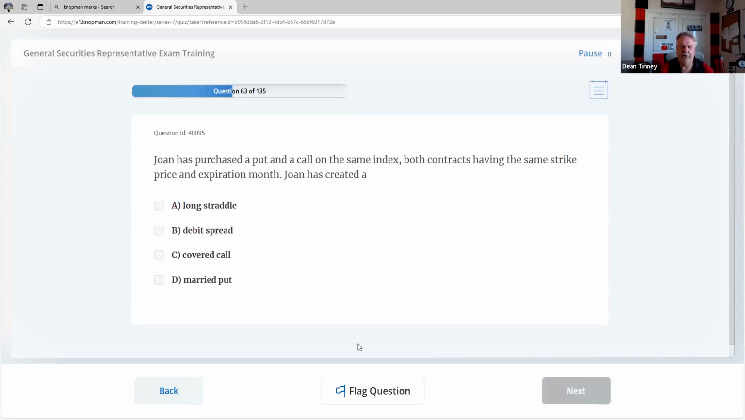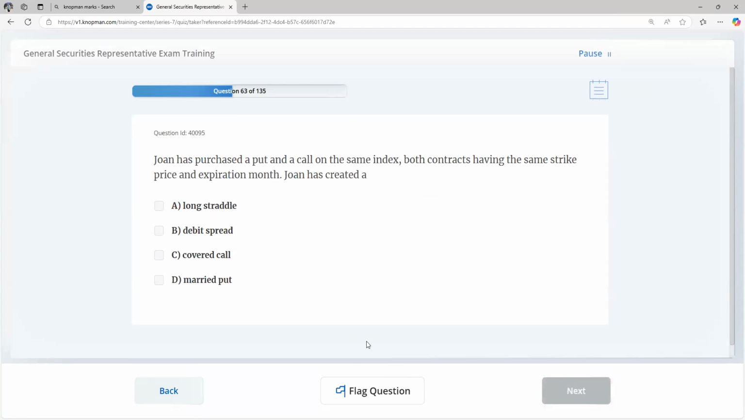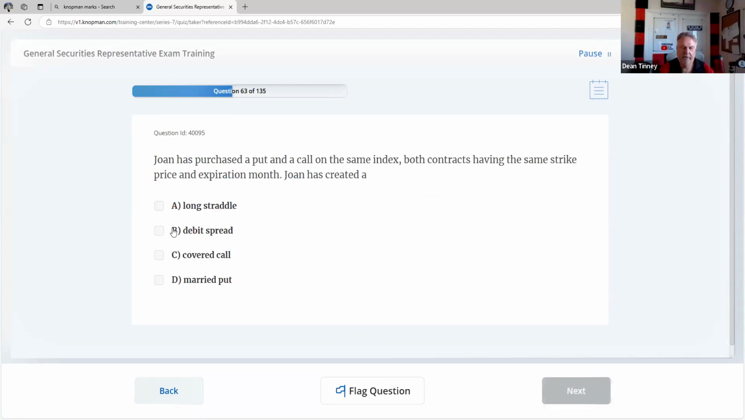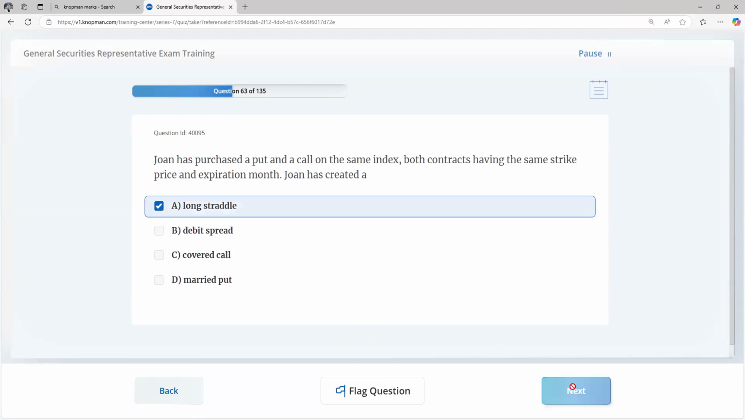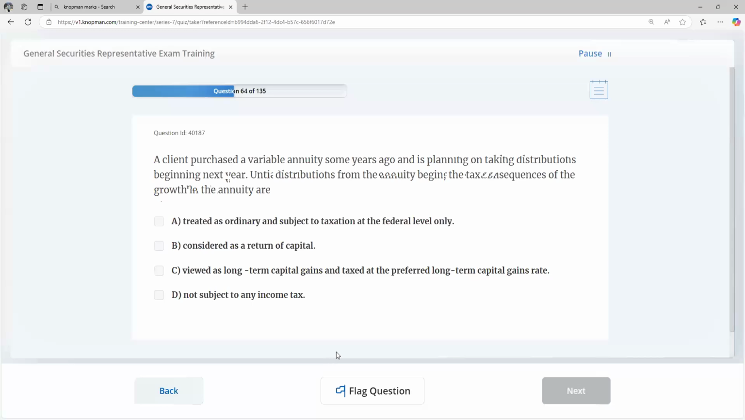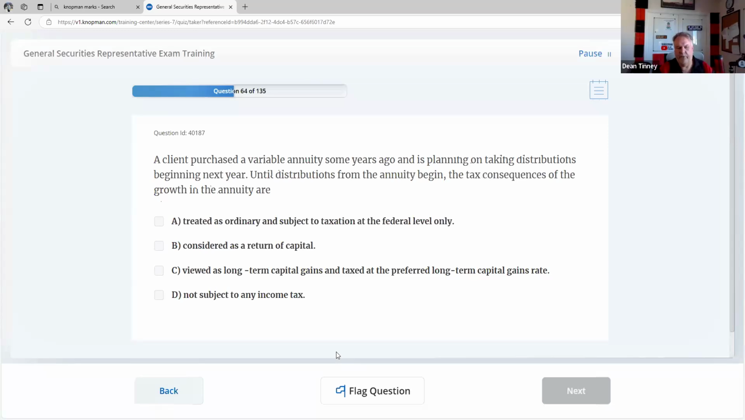Joan has purchased a put and a call on the same index. Both in strike and expiration, she's created a long straddle. Right on.